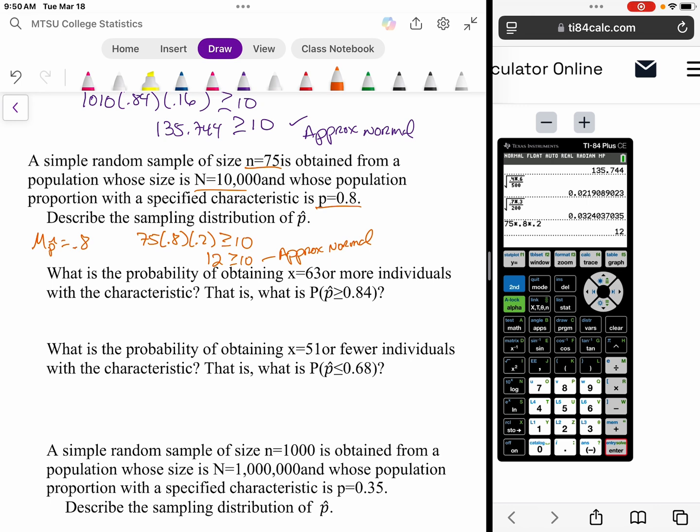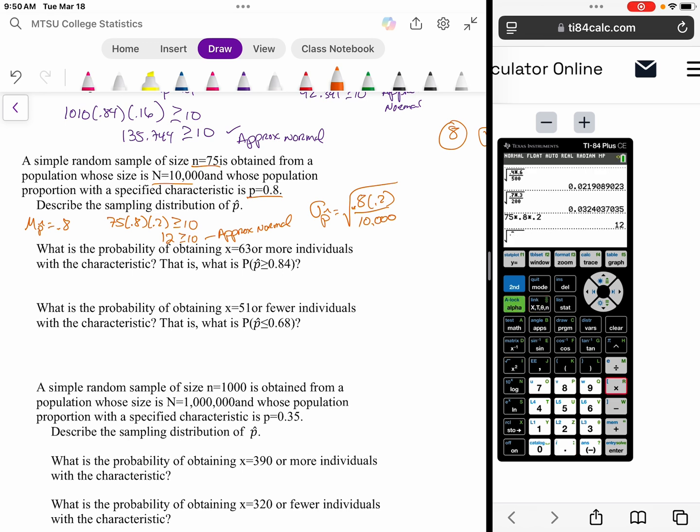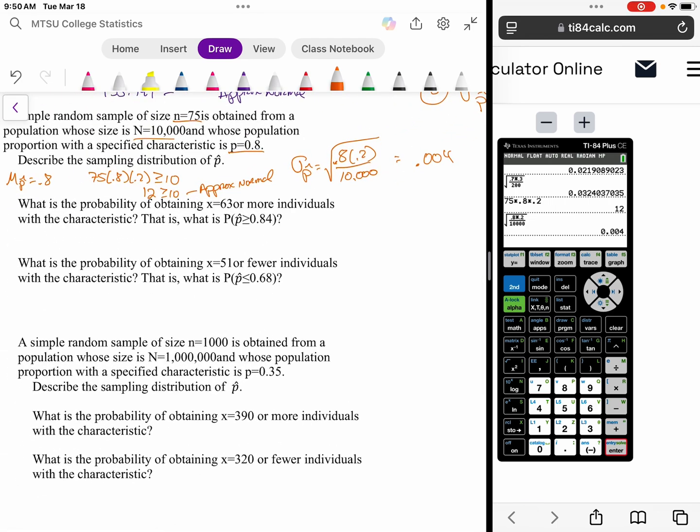So it's approximately normal, so I can go ahead and do the standard deviation of p hat, square root of 0.8 times 0.2 over 10,000. So I'm going to go ahead and grab that decimal real quick. 0.8 times 0.2 over 10,000. This one said 0.004. And then now I'm ready to do the probability stuff.